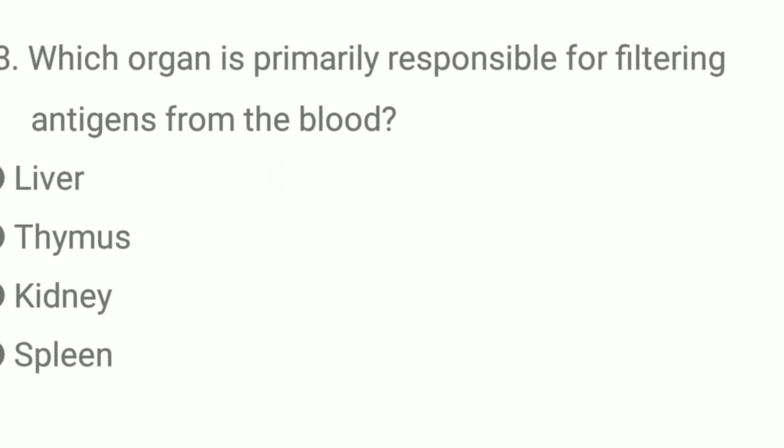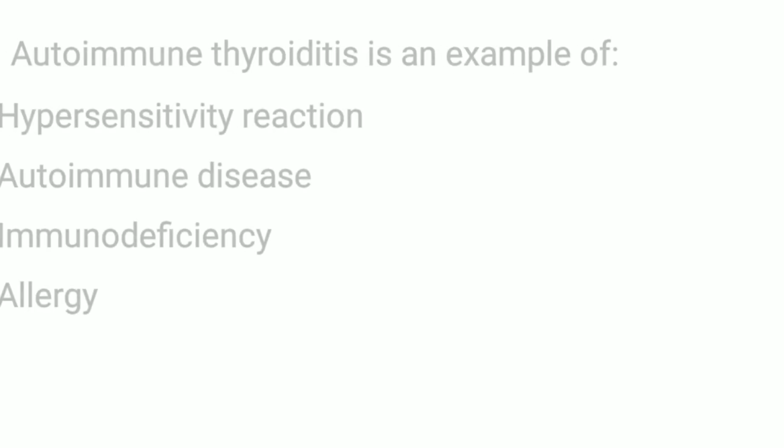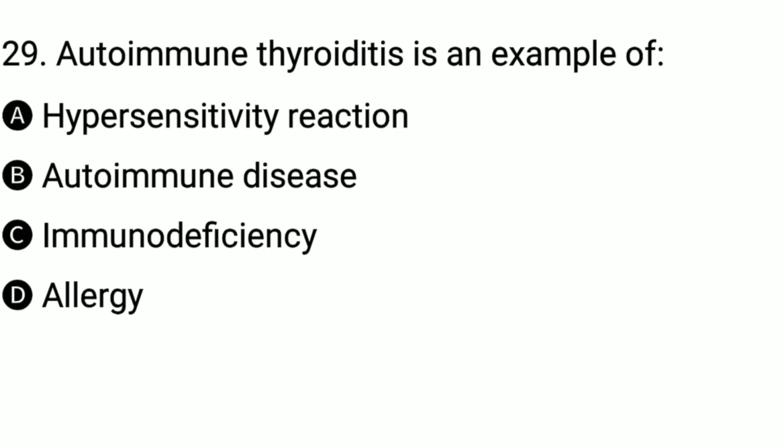Question number 28. Which organ is primarily responsible for filtering antigens from the blood? The right option is option D, spleen. Question number 29. Autoimmune thyroiditis is an example of. The right option is option B, autoimmune disease.